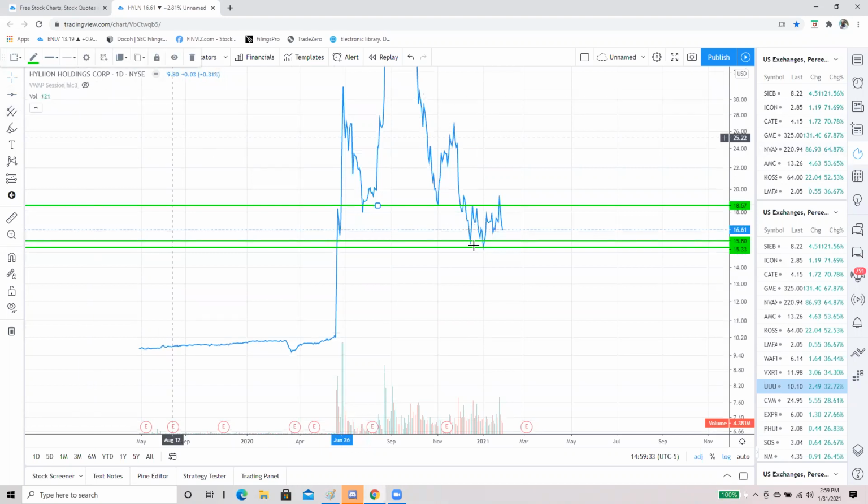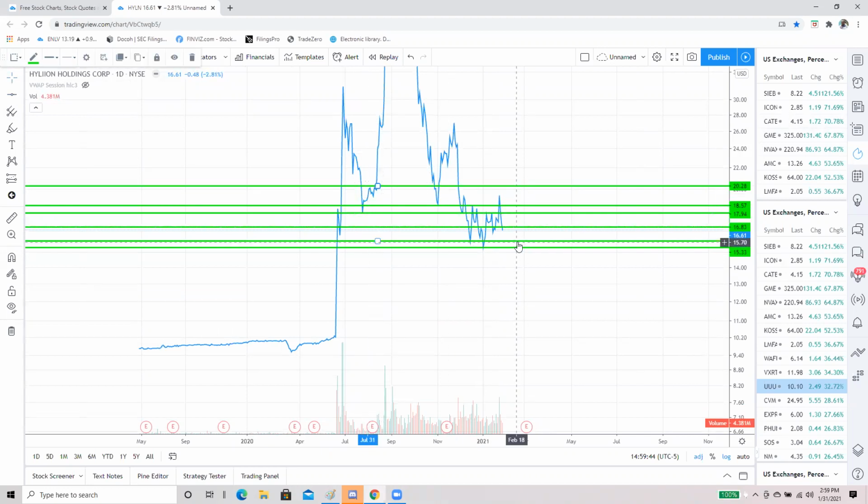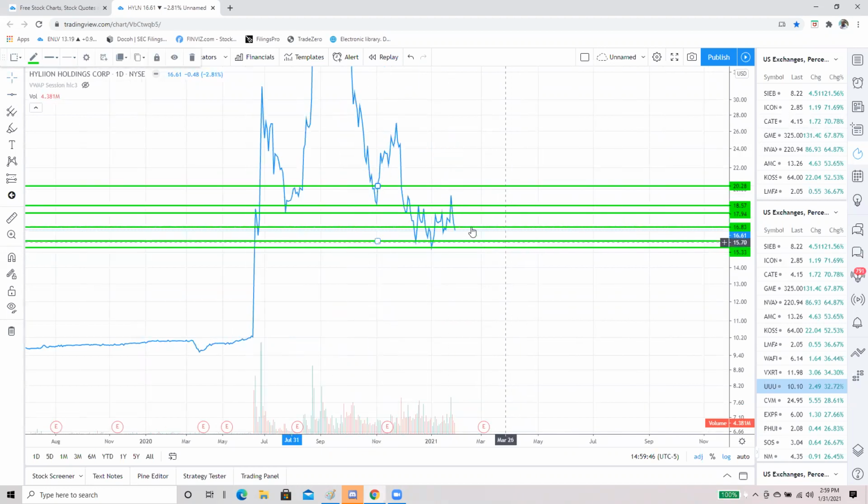Right here is resistance. So if it gets to 15.70, I would buy, or if it reclaims 16.80, I would buy.